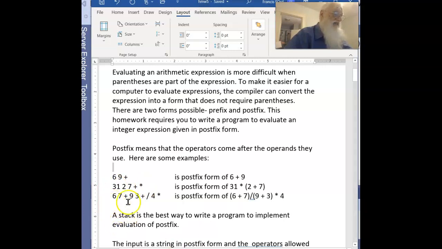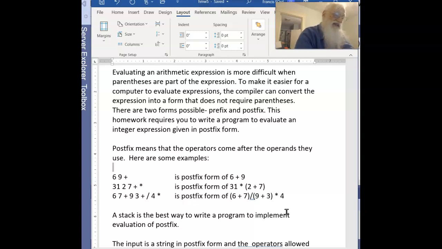Here, the same kind of thing. The plus of 6 and 7 produces 13. The plus of 9 and 3 produces 12. And then we do a division of the 13 by the 12. And then when that's over, we multiply 4 times whatever that is. I'm going to work entirely with integers, which means that the division will be integer division, not real division.